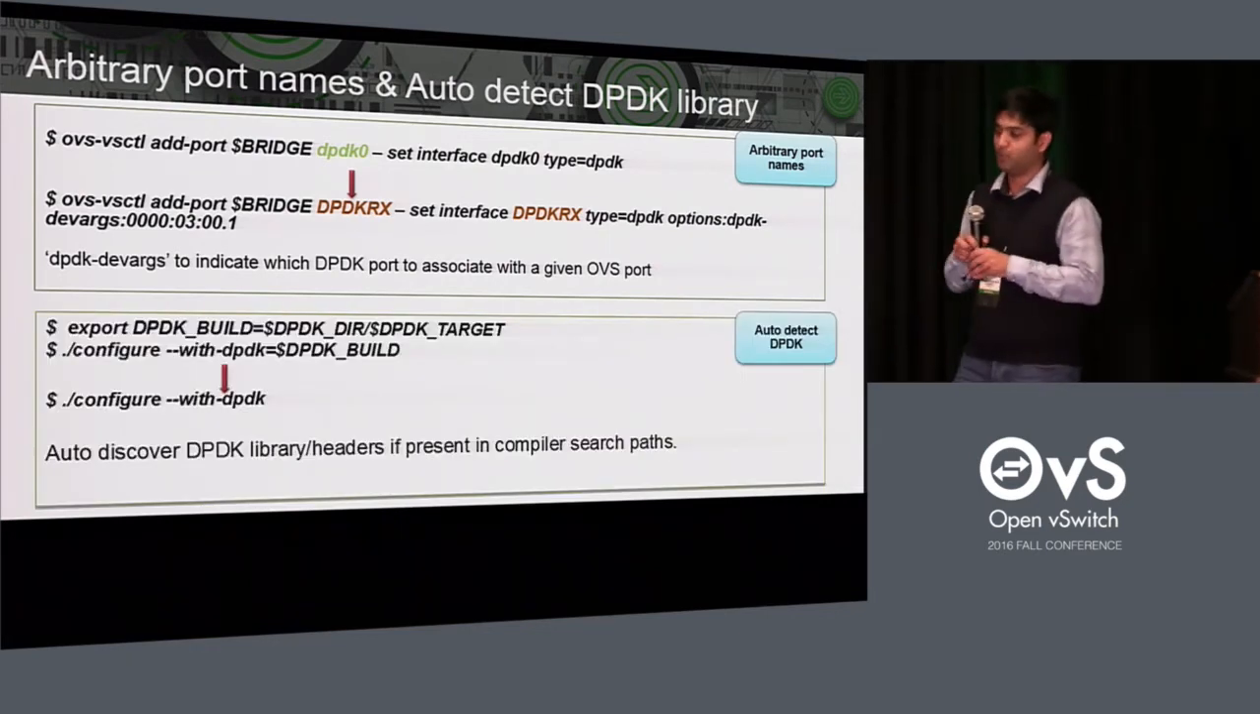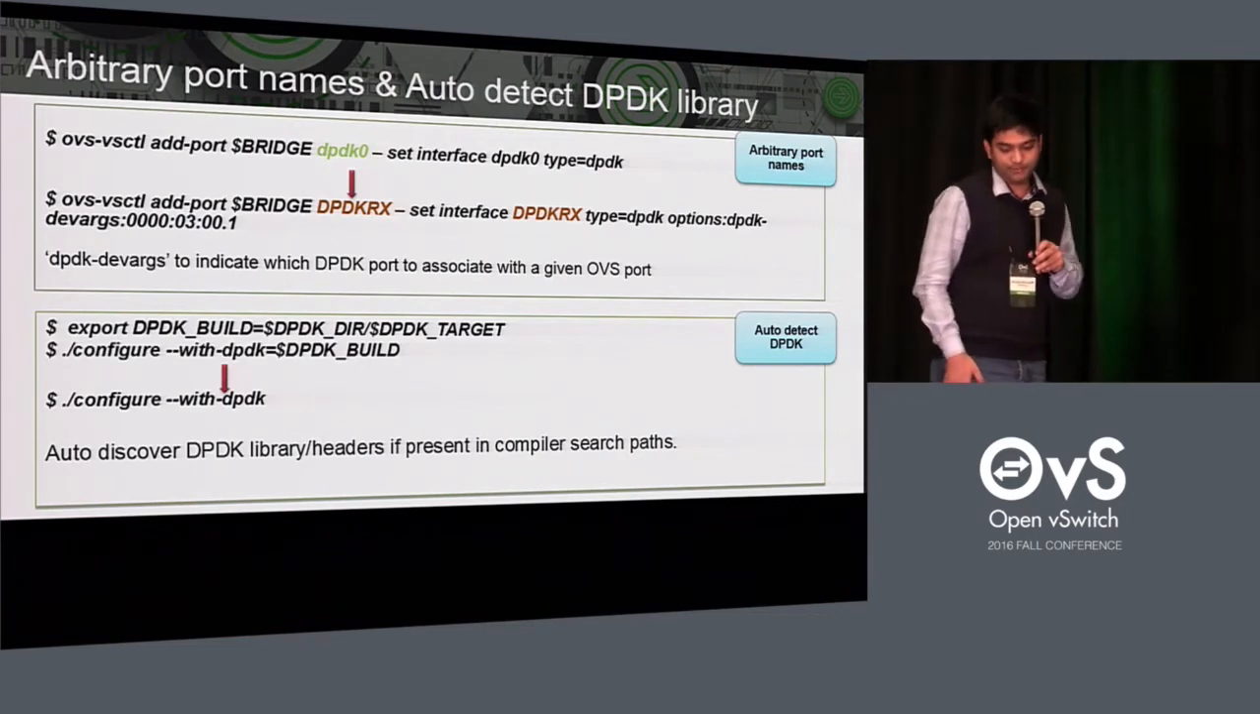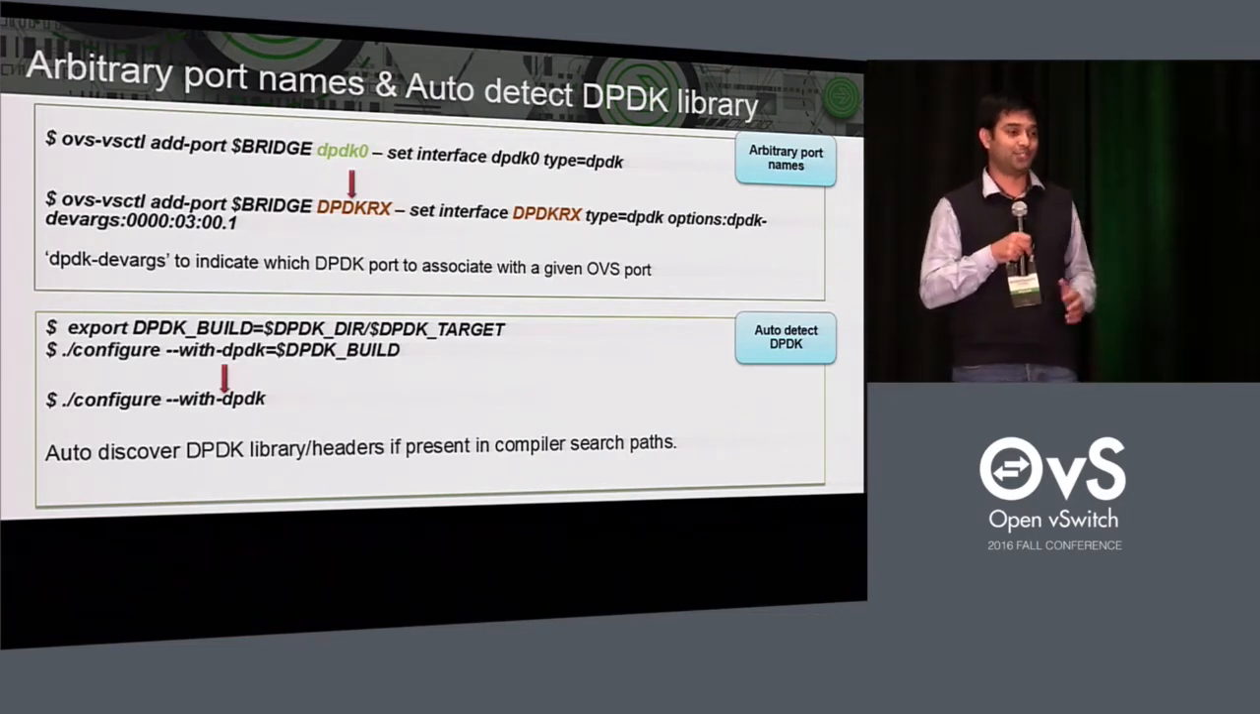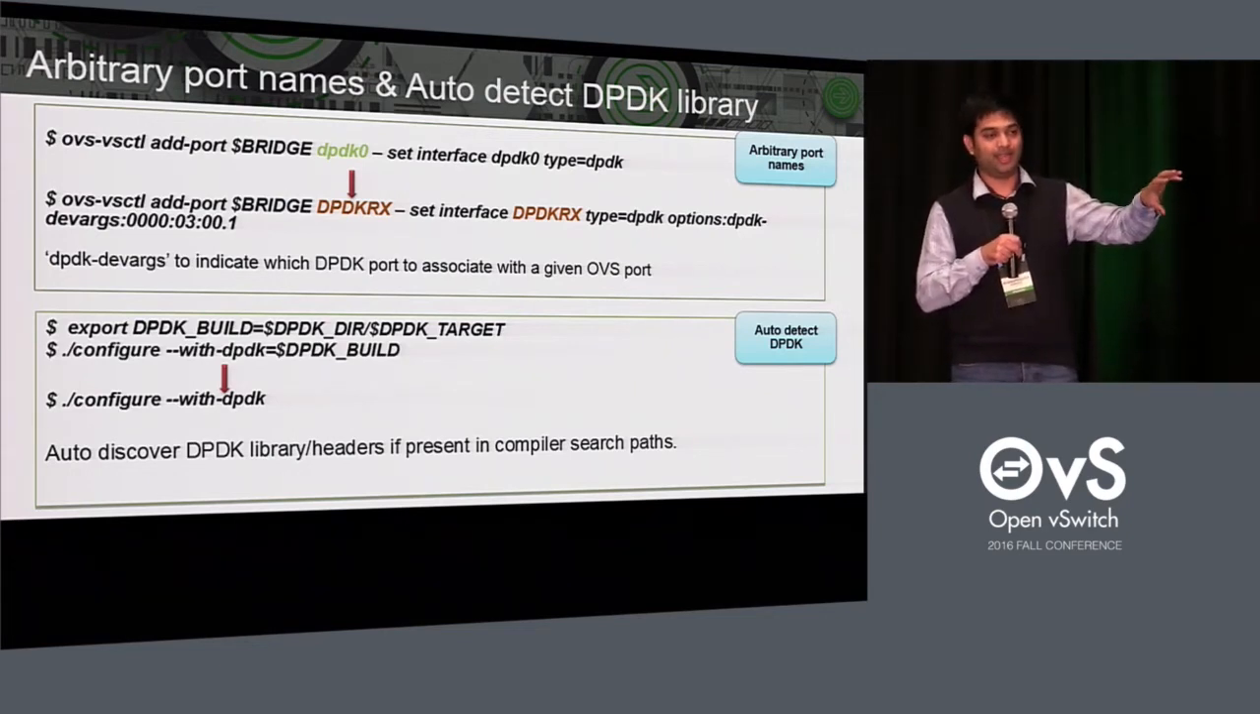That's a pretty interesting feature from the OpenStack perspective. So the next feature is about the auto detection of DPDK. As you know, if you have already installed OvS-DPDK, you would know this. You would first build the DPDK, and then after that, you have to configure the OVS.